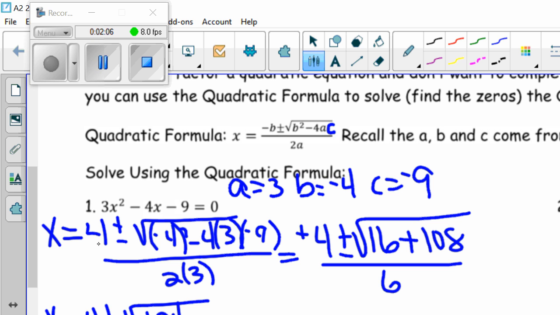Now I need to look at the square root of 124. That is not a perfect square, so I want to ask myself, can I do factor tree on it? So factor tree on 124, what can I multiply together to get 124? That's 4 and 31. 4 breaks down to 2 and 2. So x equals 4 plus or minus 2 square roots of 31, everything over 6.